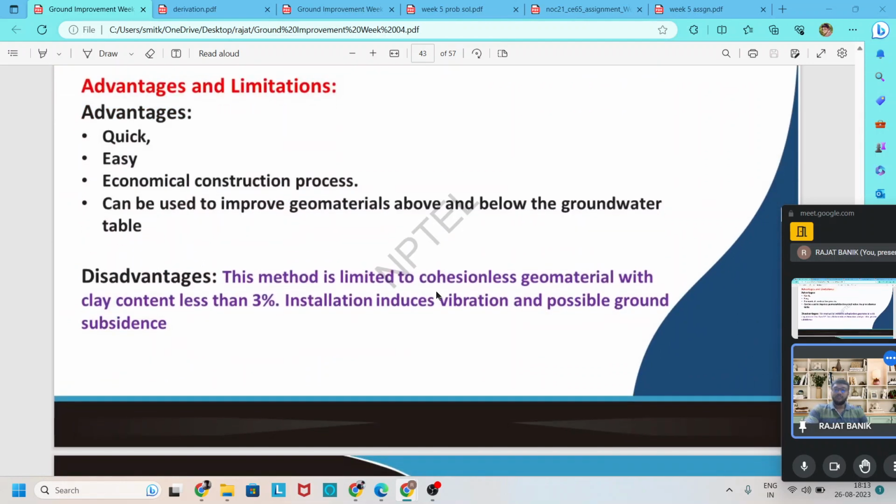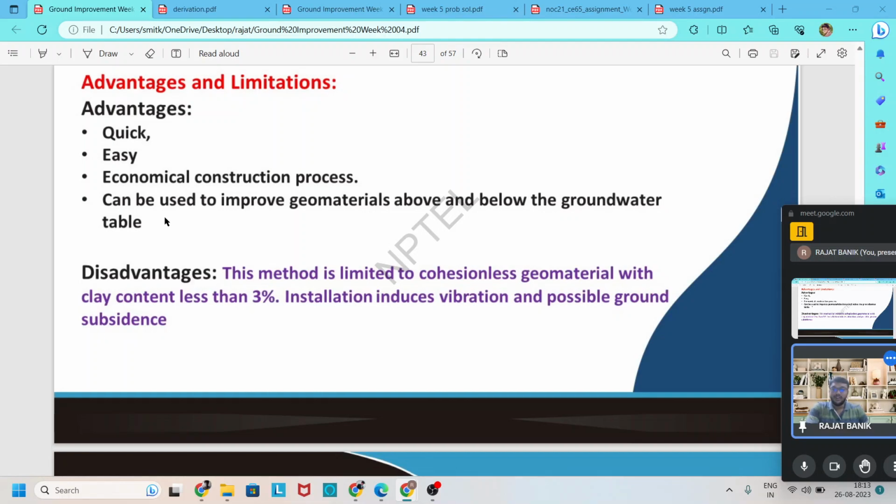And also discuss the advantages and limitations. It is very quick, easy, and economical. There are only one or two disadvantages: it is only used for cohesionless soil, or soil with clay content less than 3%, and it also induces some ground subsidence due to vibration. So there are few limitations, and more advantages than limitations.